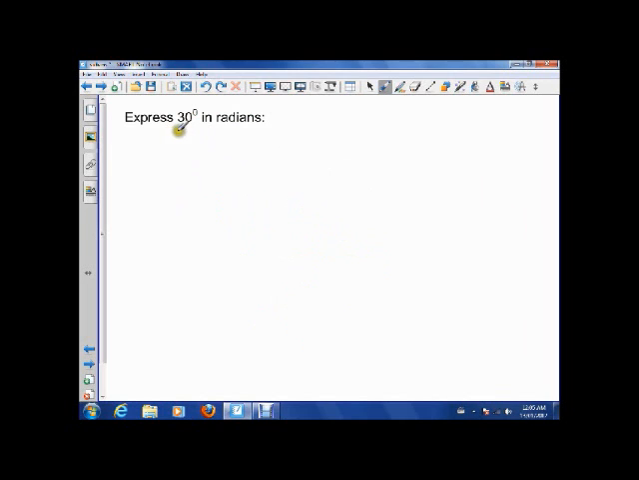To express 30 degrees in radians, let's do that. All we're going to do is set up our little ratio. I know that we've already done this, but I just want to show you how it's very similar to go either way. We'll solve, and as we found out before, it's pi by 6. All we do is set up our ratio: 30 degrees out of 360 is x out of 2 pi.